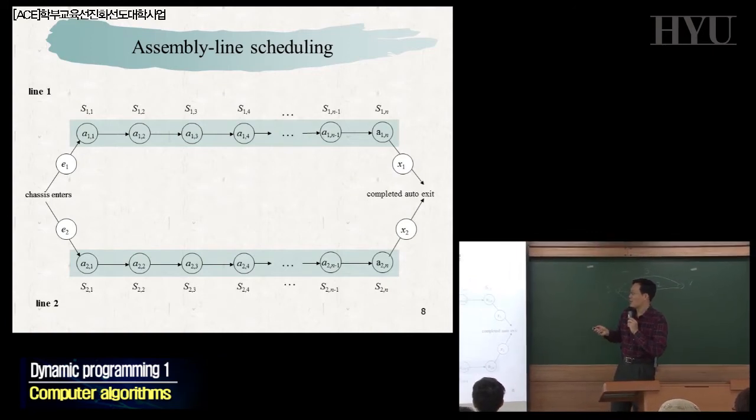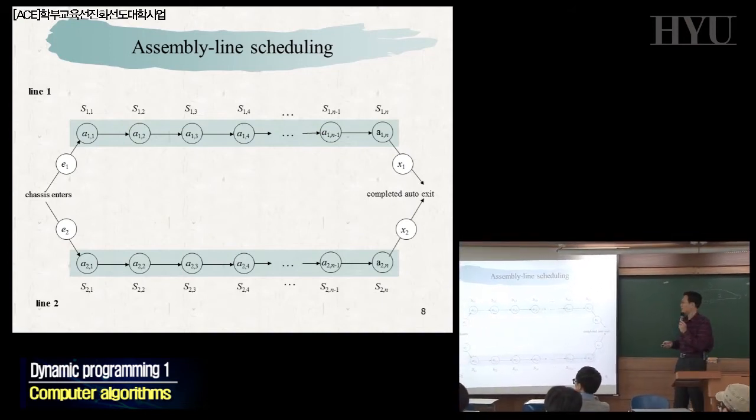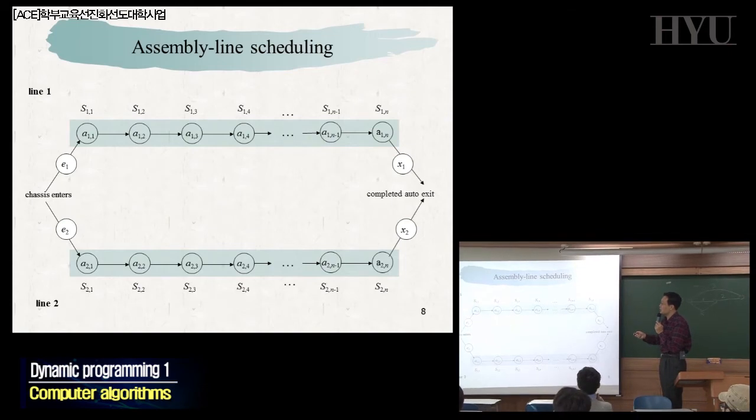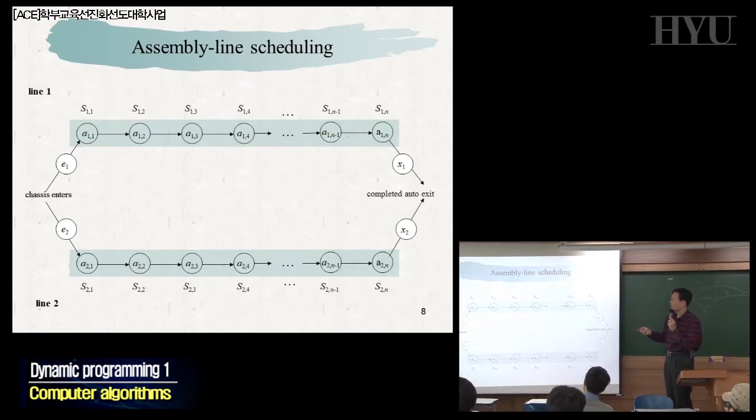In this case, we have 2 assembly lines. So each station has 2 subscripts. First subscript indicates the assembly line. So this is assembly line 1 and this is assembly line 2. And the second subscript is the station number.